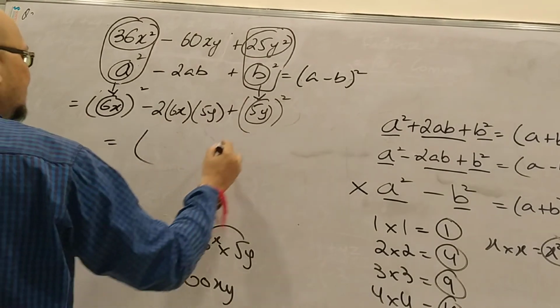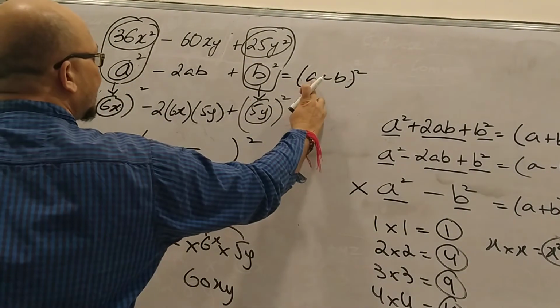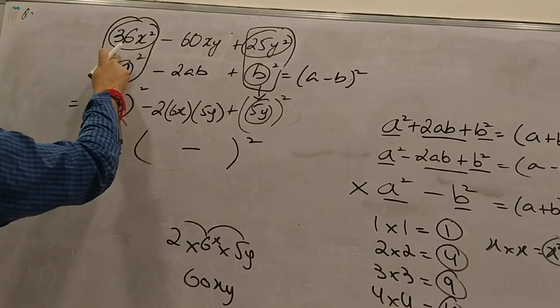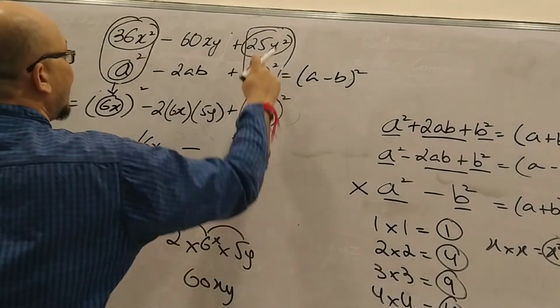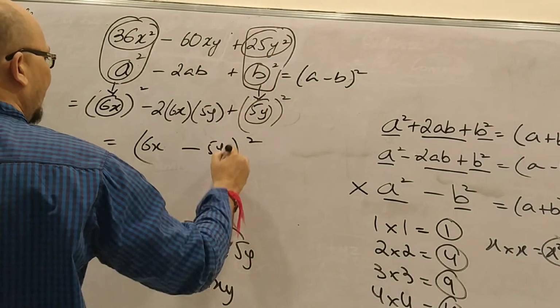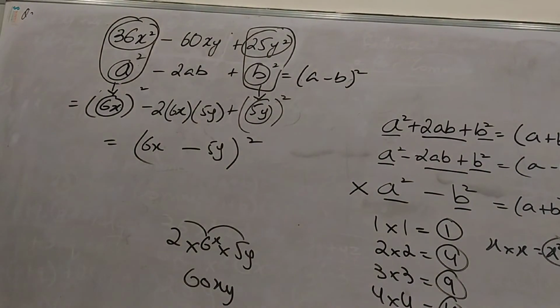So guys, the result is the square of the difference of two terms. So the first term is a. What is a? The square root of a square, which is 6x. Okay guys, what is b? The square root of the second term, which is 5y. So guys, you must show all these four steps. I hope I made it clear to you. Thank you guys.